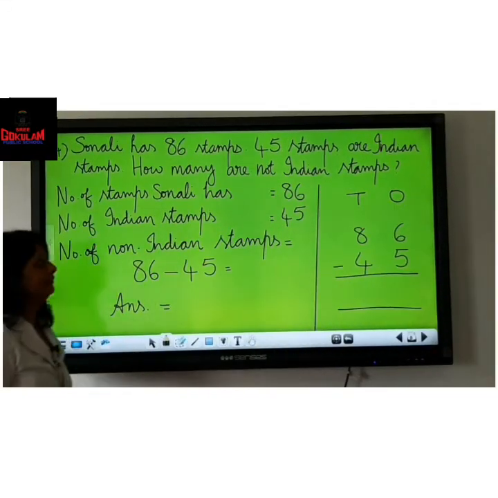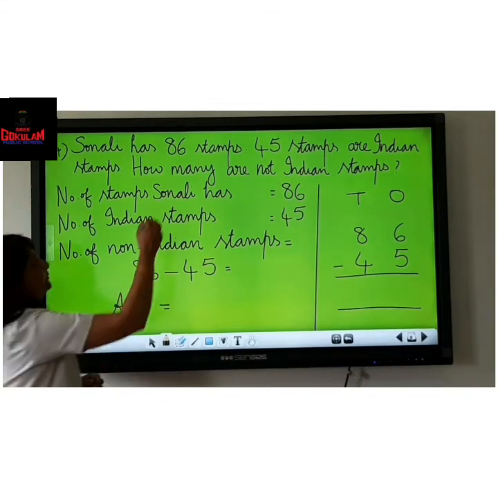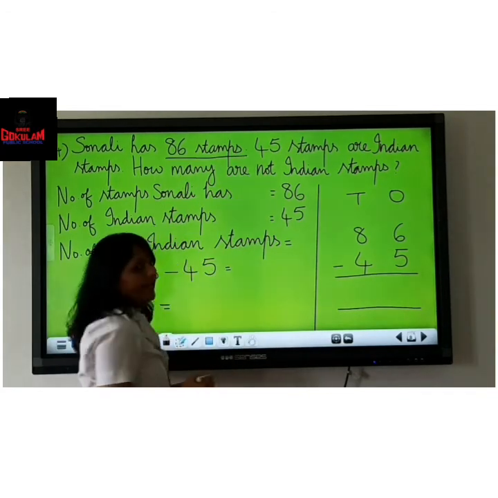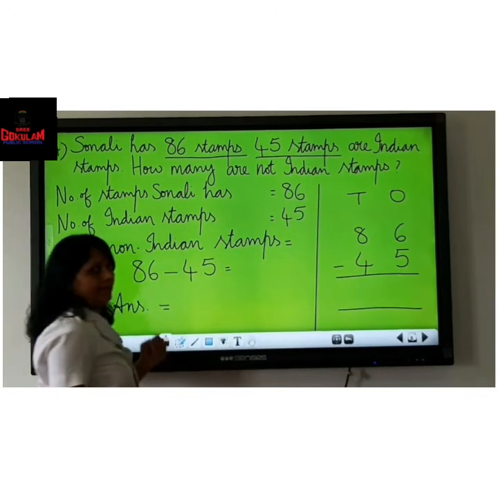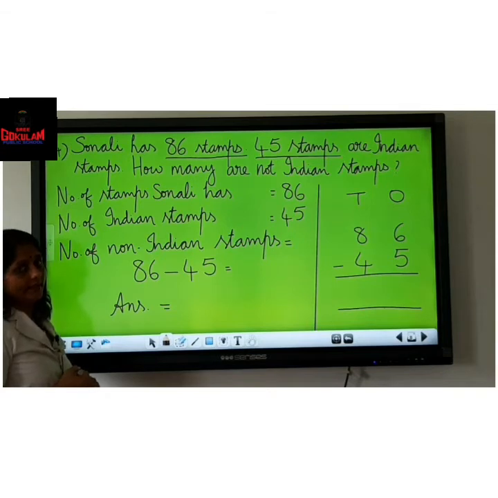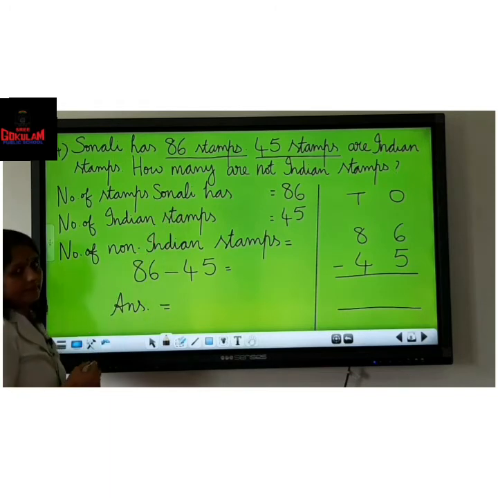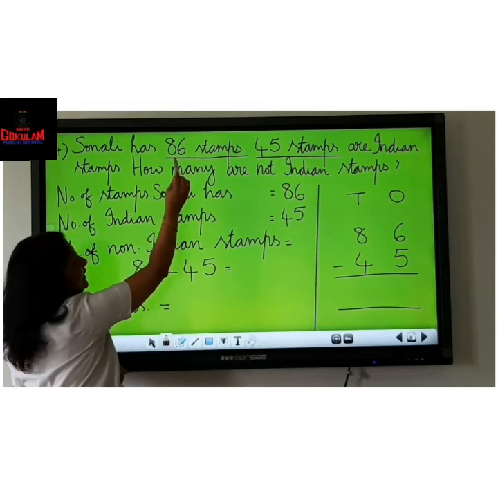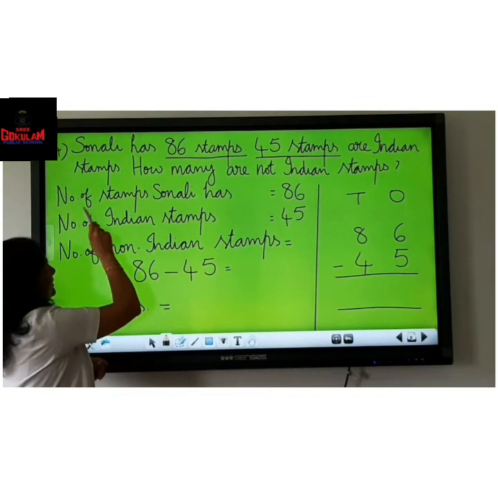Next. Sonali has 86 stamps. 45 stamps are Indian stamps. How many are not Indian stamps? So we have to find out how many are not Indian stamps. Number of stamps Sonali has. How many stamps Sonali has? Sonali has 86 stamps. Let us write the statements.